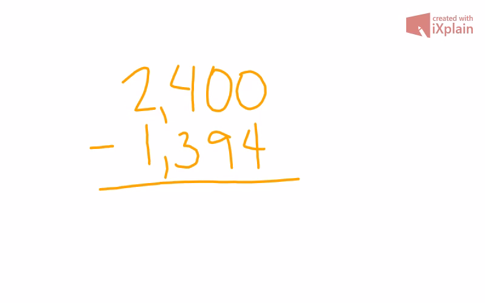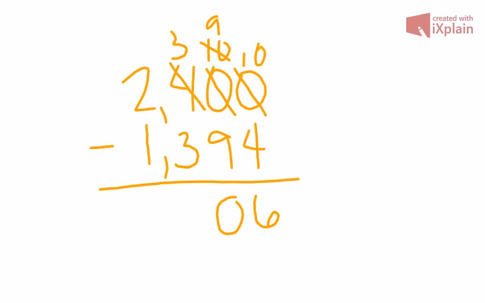So I would go all the way to that 4 in the hundreds place of 2,400, and I'll borrow from it because I can't borrow from something if I don't have anything to take away. So I'm going to make the 4 a 3. This first 0 in the tens place becomes a 10, but remember I gotta borrow again to make the 0 in the ones place a 10. So 10 minus 4 is 6. 9 minus 9 is 0. 3 minus 3 is 0. And 2 minus 1 is 1. So my answer would be 1,006.